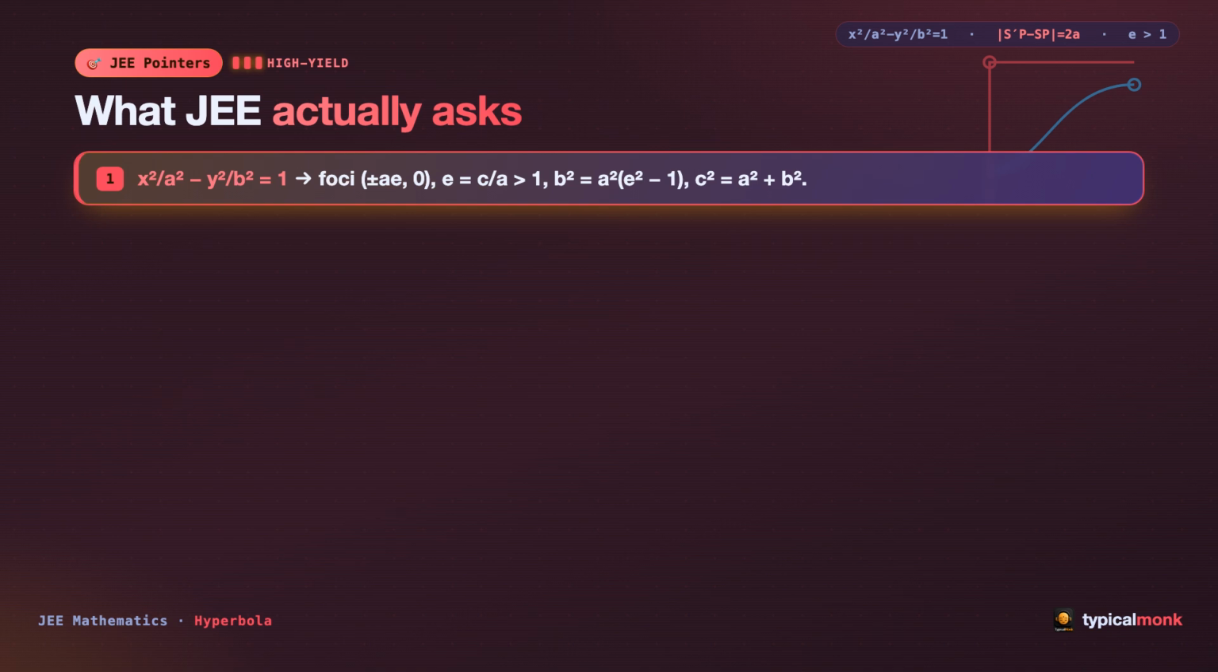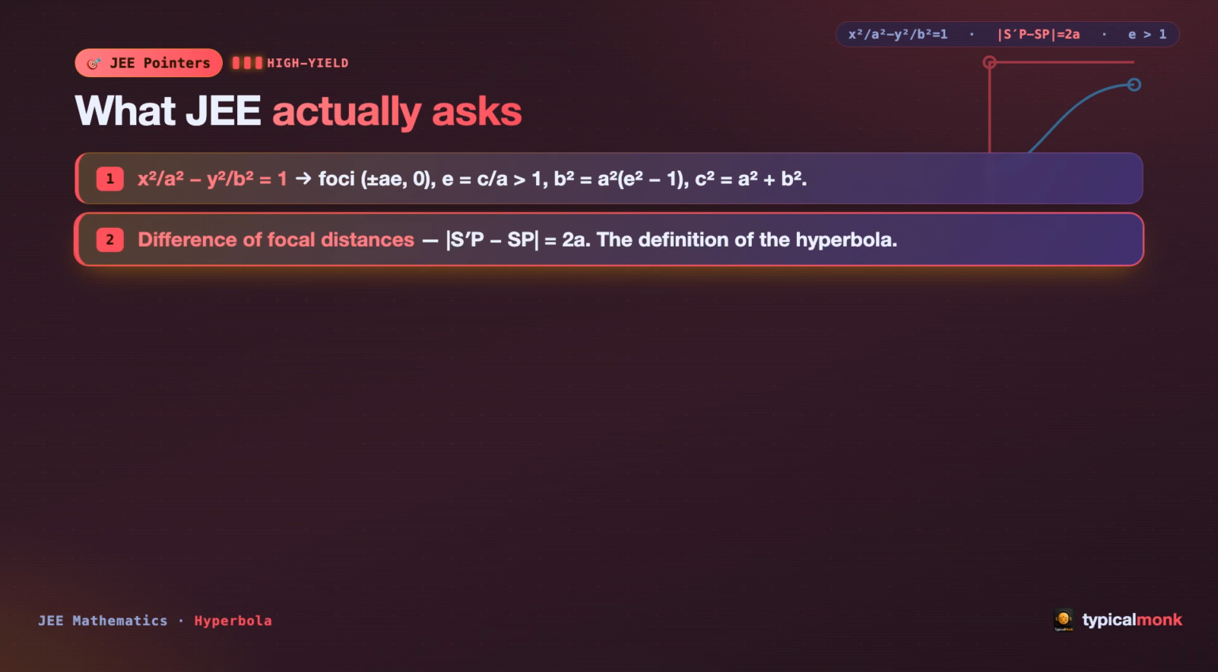x squared over a squared minus y squared over b squared equals 1 gives foci at plus or minus ae, 0. Eccentricity e equals c over a, greater than 1. b squared equals a squared times (e squared minus 1) and c squared equals a squared plus b squared.